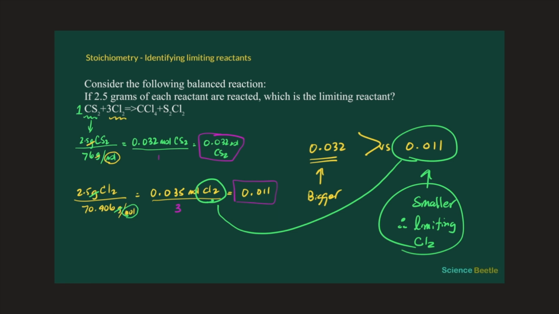Now, if you're looking at the shortcut that I had shared before, remember I had said the reactant with the larger coefficient typically is the limiting reactant. So in this particular case, we identified chlorine as the limiting reactant, and looky, here we've got 3 as the coefficient. 3 is greater than 1, so the limiting reactant is chlorine. So that's the way you solve this one.